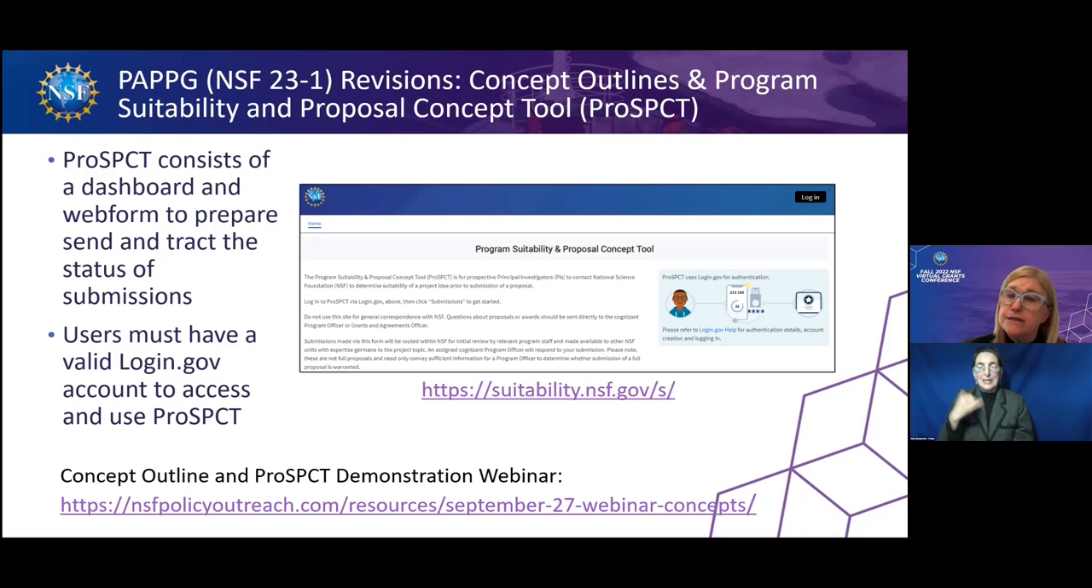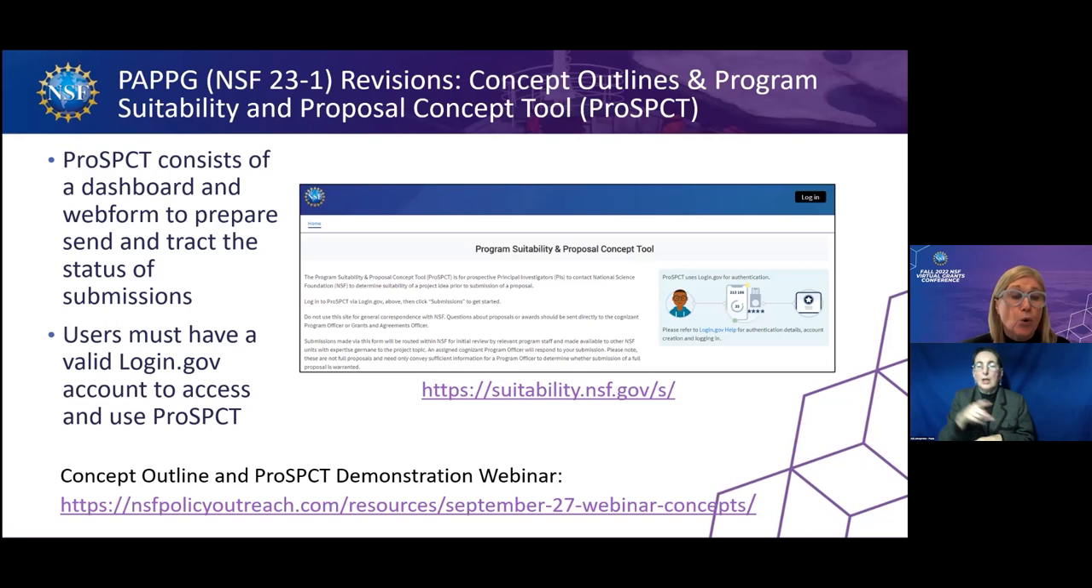Now, this is a screenshot. You obviously can't see it very well, but it's the entry slide to the Prospect system, which stands for Concept Outlines and the Program Suitability and Proposal Concept Tool. We had to come up with letters for almost all of them, and we pretty much succeeded. So again, this is one of the vehicles that can be used to submit this concept outline. The funding opportunity, again, will give you the instructions on what you should do.